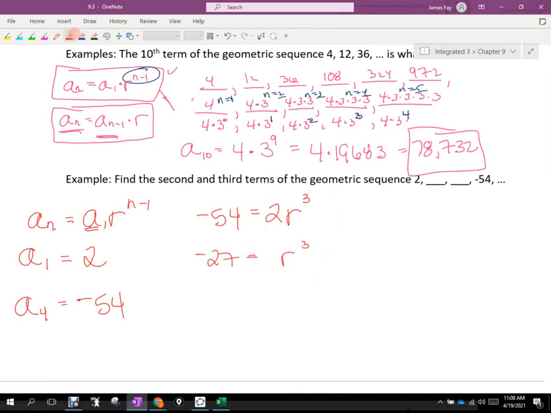Now what would you do? I take the cube root. So take the cube root there. Take the cube root there. So that would give me r, one number when I multiply it by itself 3 times gives me negative 27. When r multiplied by itself 3 times would give me 27.